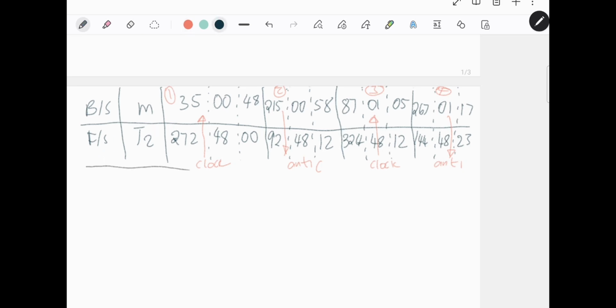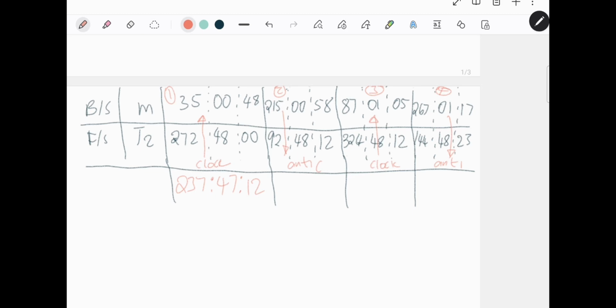Let me write it like this. It will be your bottom number 272 minus 35, like we explained in class. So you have 272, 48, 00 minus 35, 00, 48. So you're getting 237, 47, 12.